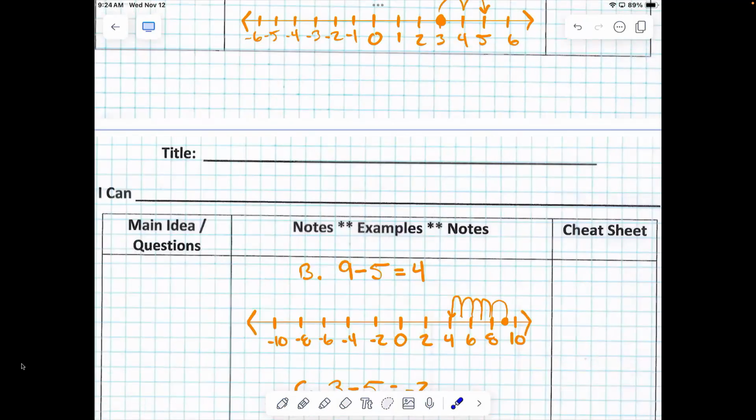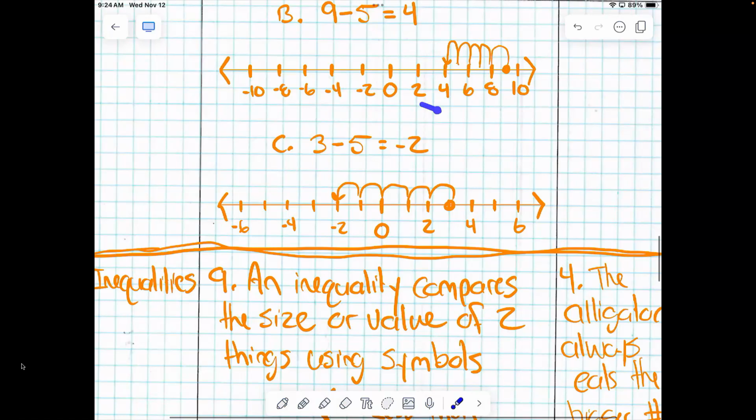Yes. Okay, so if I go down to this one, and I have 3 minus 5 equals negative 2, where am I starting? 3. So I put my dot on the 3, and which way am I going? Minus 5 is which way? How many spots left am I going? 1, 2, 3, 4. How do I know my answer is negative 2?